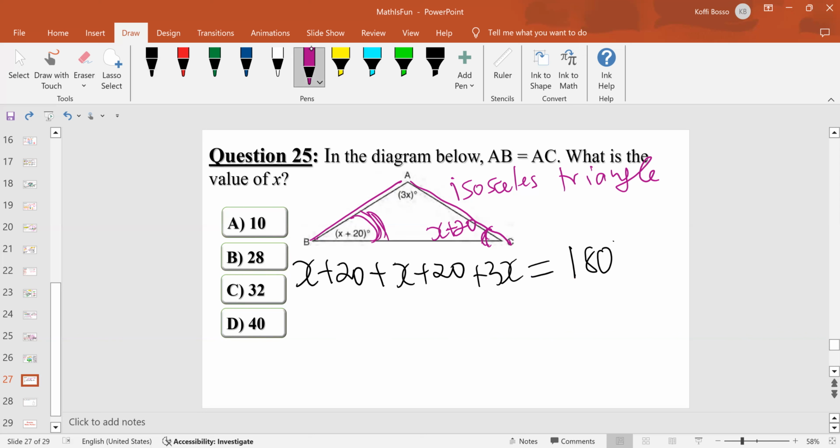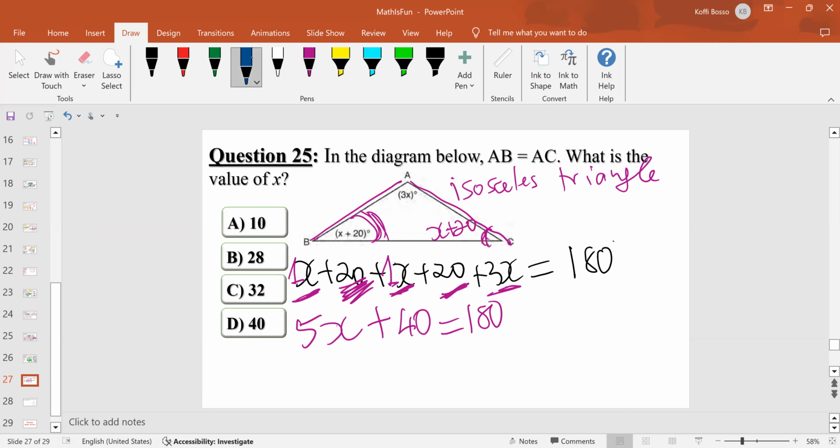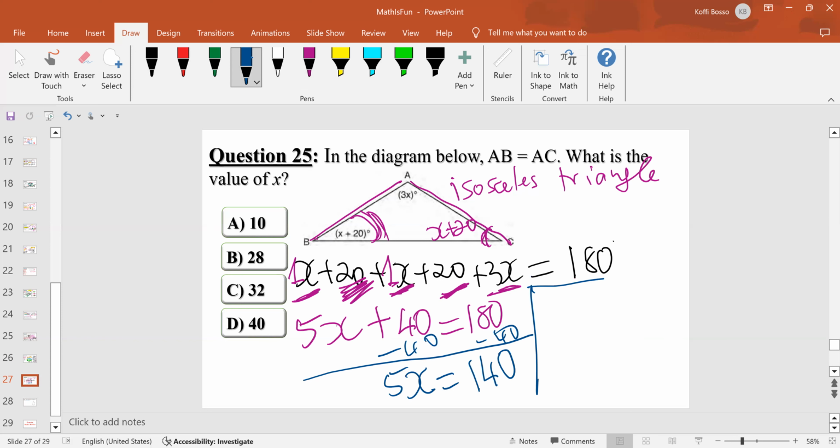Therefore, we'll combine like terms: x, x, 3x. That gives me 5x because each x represents 1x. Now, 20 plus 20 is 40, and that is equal to 180. So I'm going to subtract 40. I will get what? 5x is equal to 140. We continue. Now, to solve for x, we're going to divide everything here by 5.